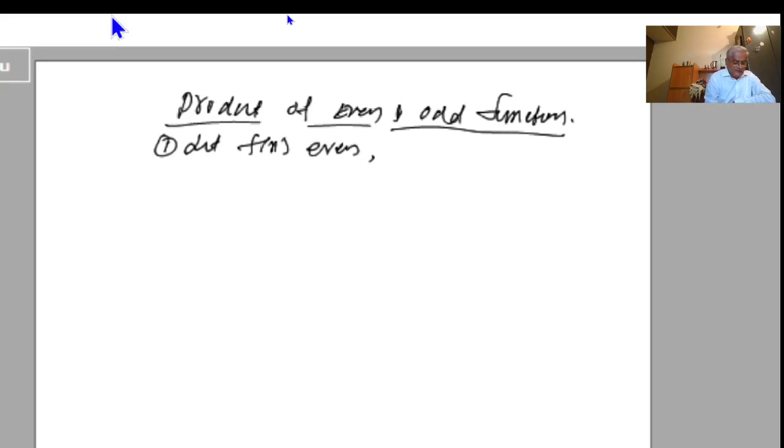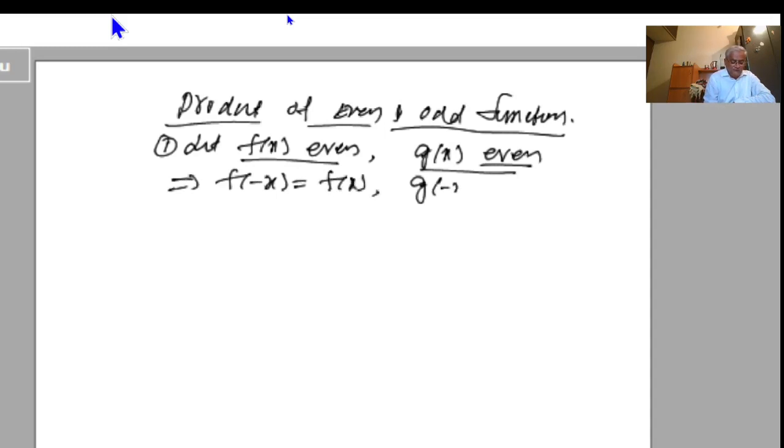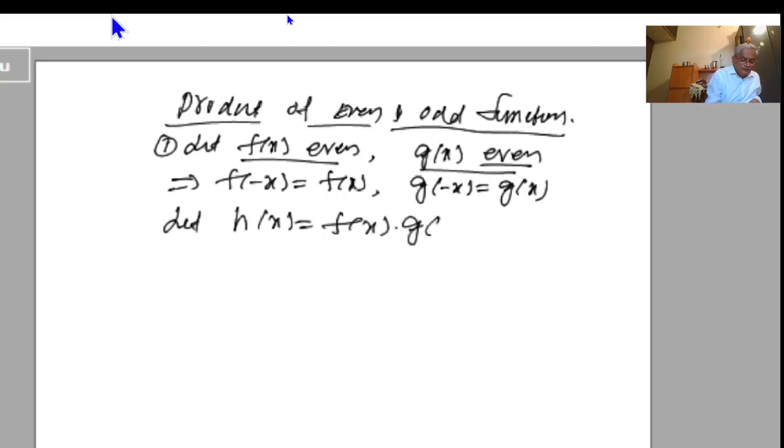be even and g(x) is also even. Okay, f(x) is even, g(x) is even. Then what this implies here is f(-x) is equal to f(x) and g(-x) is equal to g(x). Now here let me consider the product of these two. So let h(x) be equal to f(x) times g(x). I am considering the product of the two even functions.